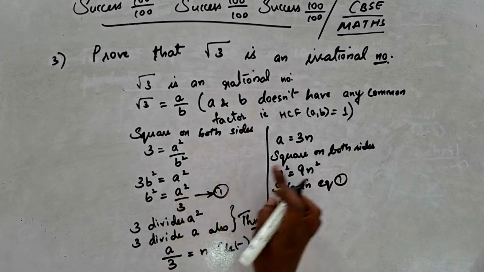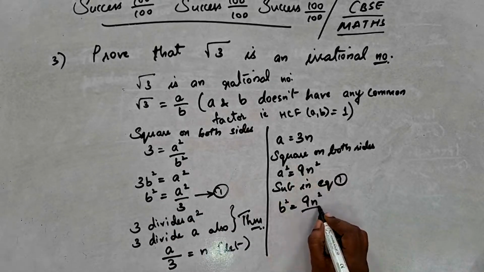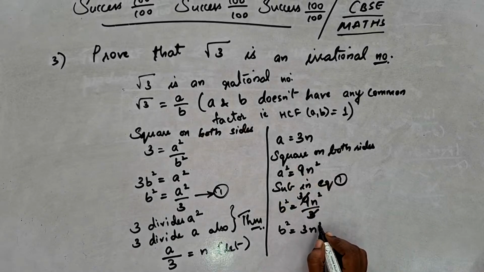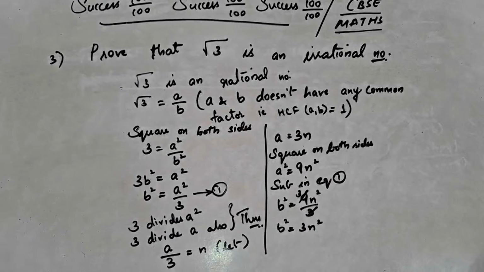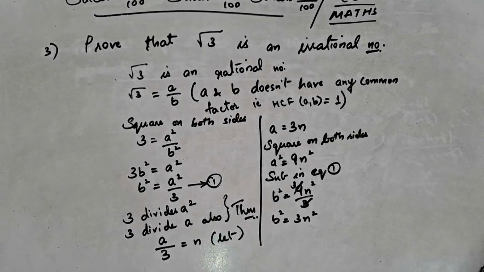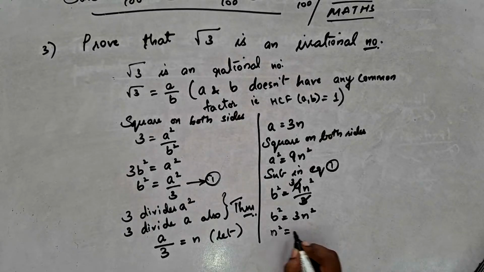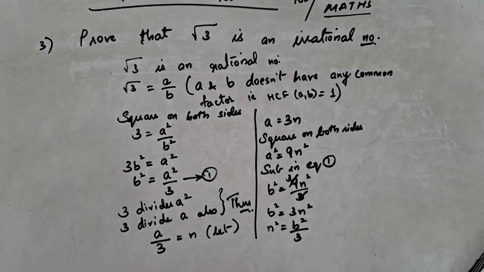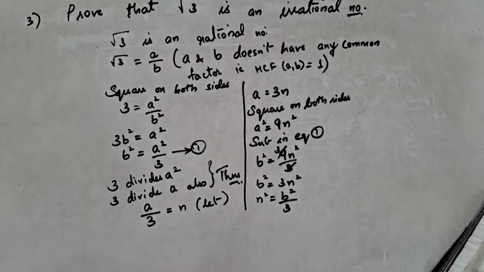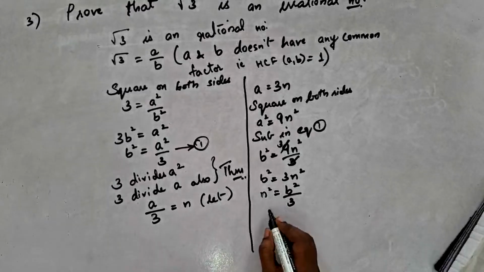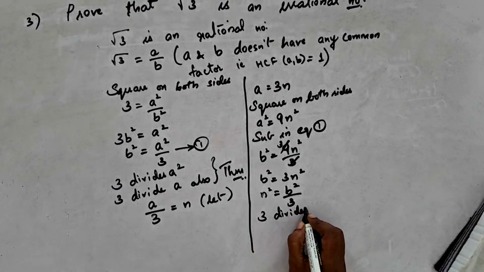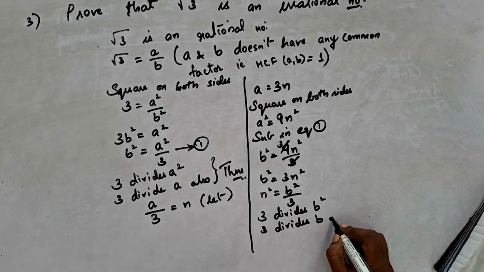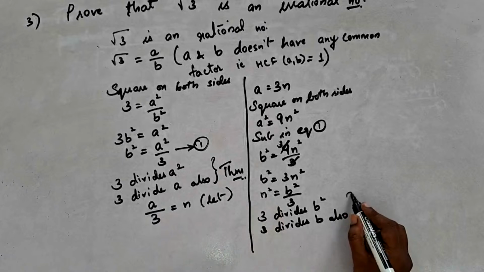b square is equal to, instead of a square, I can write it as 9n square divided by 3. 3 ones are 3, 3 threes are 9. Therefore, b square is equal to 3n square. Okay. b square is equal to 3n square. n square is equal to b square divided by 3. Now, 3 divides b square, then 3 divides b also. So this is according to the theorem.